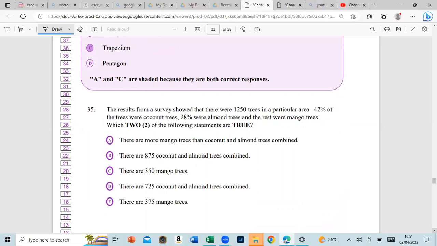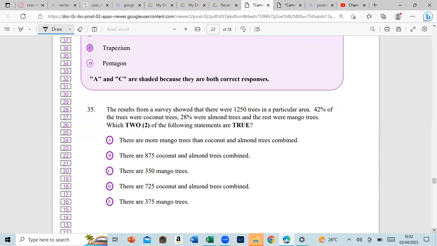All right, so it says the result from a survey shows that there were 1,250 trees in a particular area. 42% of the trees were coconut trees, 28% were almond trees, and the rest were mango trees. Which 2 of the following statements are true? All right, so guys, whenever you get this information, it would be best to break it down step by step.